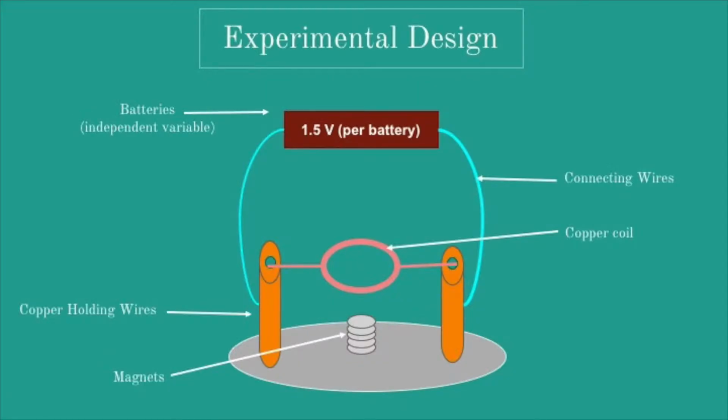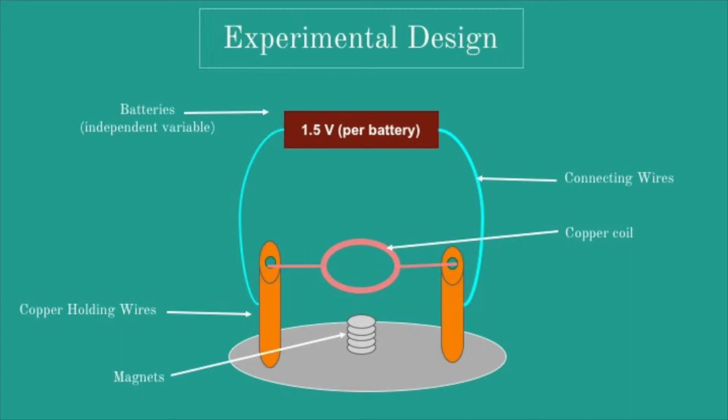Our independent variable is the number of 1.5 volt batteries, which theoretically alters the current. The batteries in this experiment are not ideal batteries, meaning the current will not increase in voltage as much as expected. The dependent variable being investigated is the rotations per second of the copper coil spinning in the setup, meaning the speed of the electromagnetic motor.